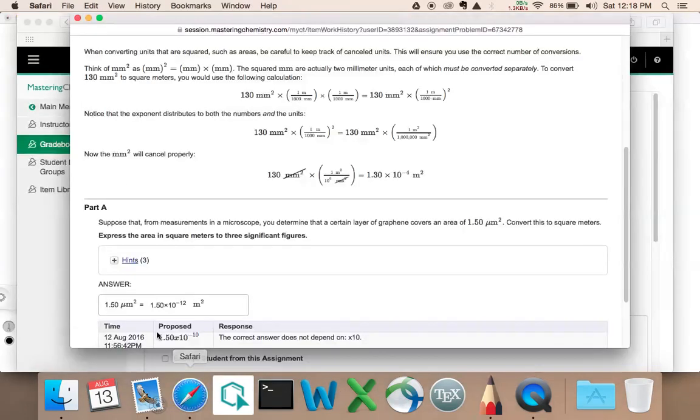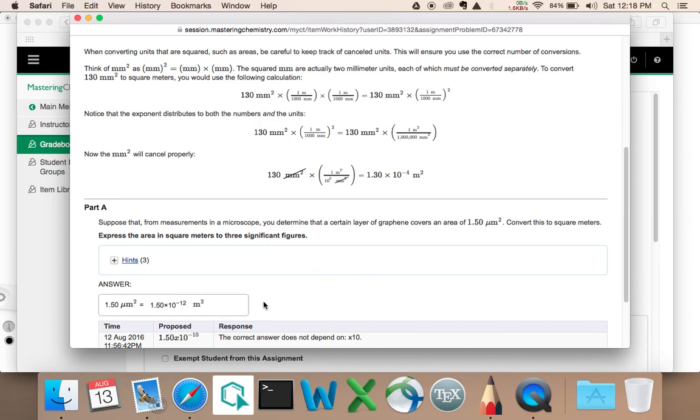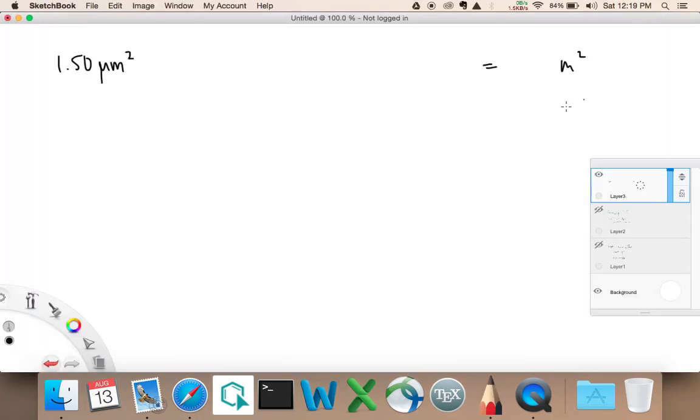The other question was 1.5 micrometers, convert this to square meters. Let me check that was square meters they're asking for. Oh yes, the question was 1.5 square micrometers, convert to square meters. So we do have that written down correctly. Let's do the same thing here.